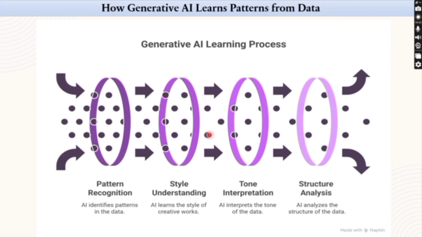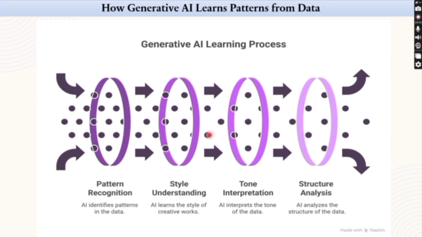In the case of images, it learns about colors, shapes, and how objects are arranged. So, this deep learning helps the AI to recognize the style, tone, and structure of creative work. The more data it sees, the more complex and realistic its understanding becomes.